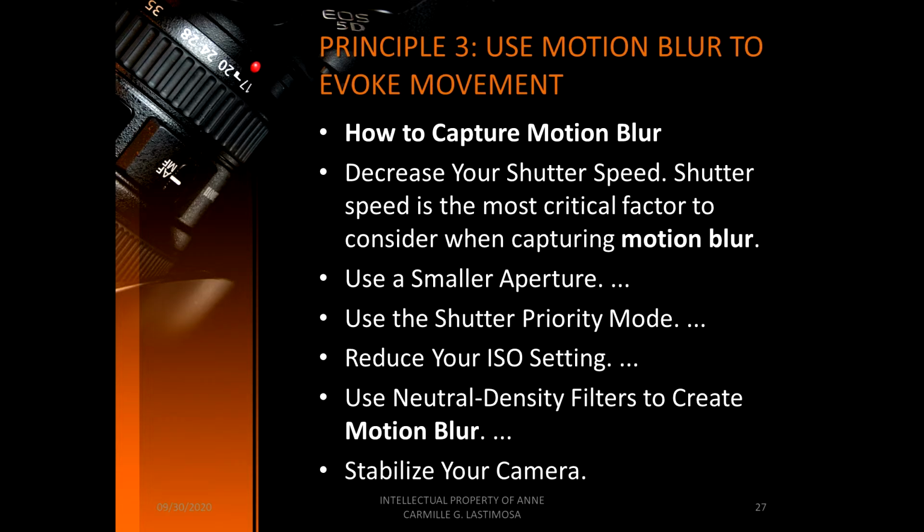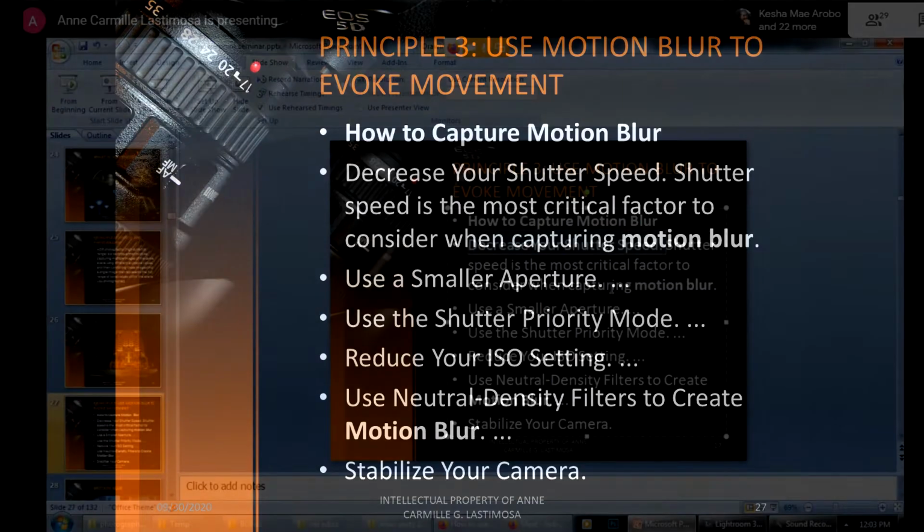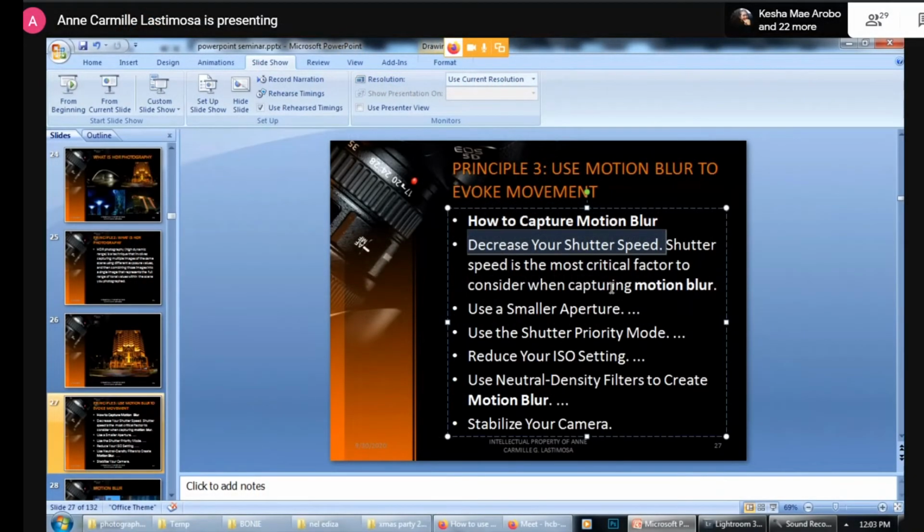And then another one is you use a smaller aperture. Okay, when we're talking about smaller aperture, we're talking here about the lens, the opening of the lens. And then you use the shutter priority mode. You reduce your ISO setting. Now, by the way, ISO setting is more on the sensitivity of the camera sensor. So this is very technical. I will explain this a bit later on. And then you use a filter to create motion blur, and then you stabilize your image using a tripod. So a tripod is also very important, okay, to avoid camera shake.